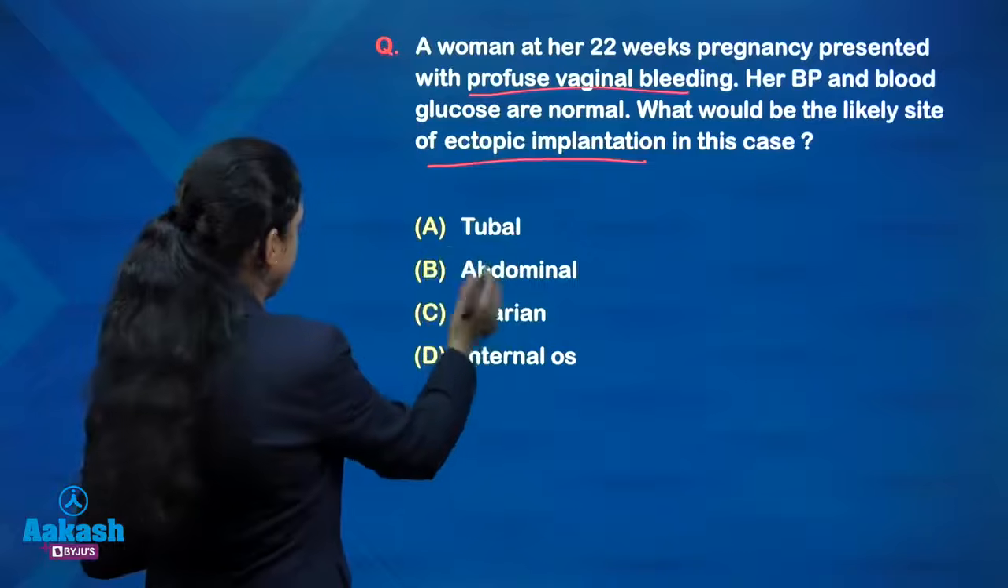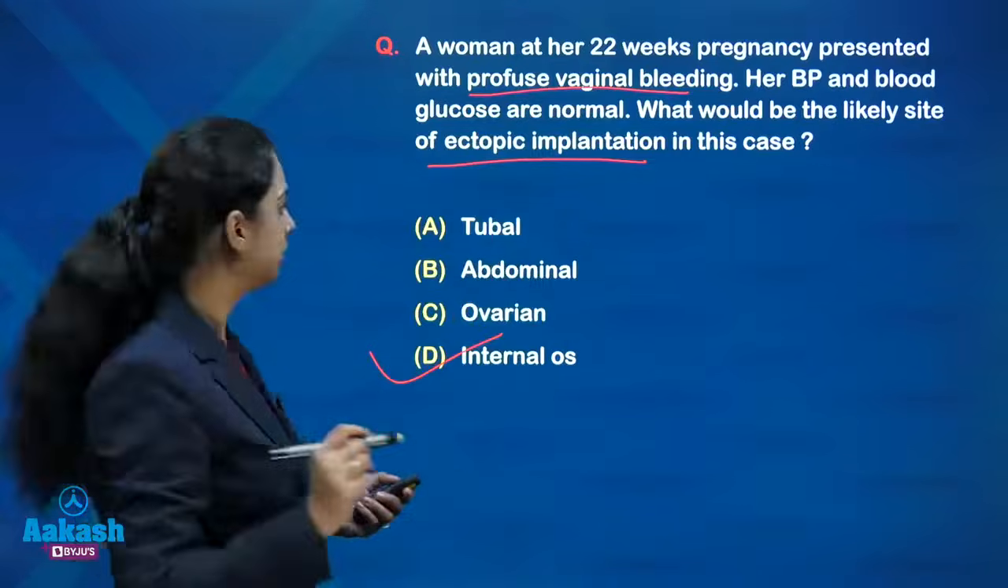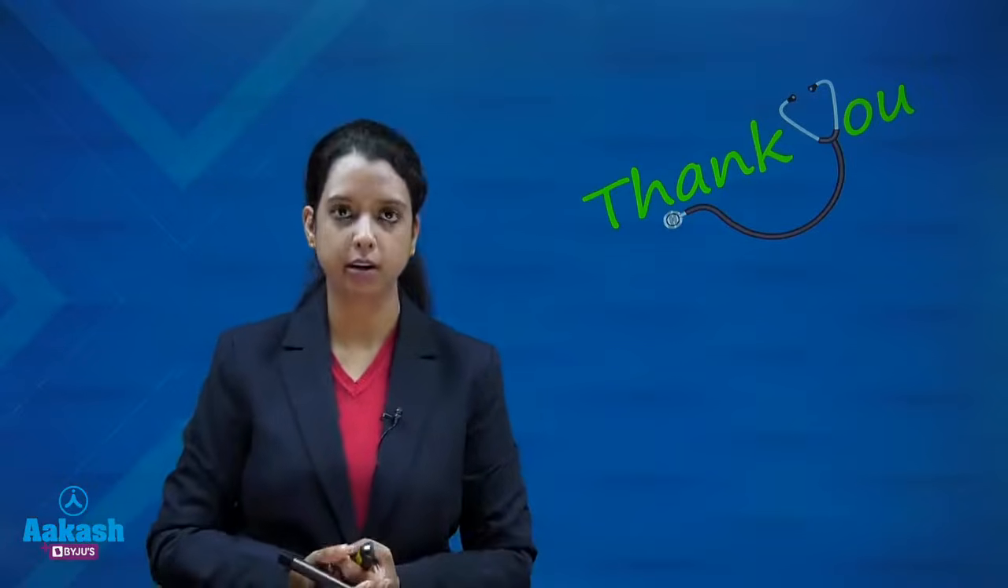She had profuse vaginal bleeding. Site could be tubal, no. Abdominal, no. Ovarian, no. Internal os. Said cervix. So this covers all of our NEET 2022 topics. Go through them really nicely because, trust me, more than 50% of questions will be from these similar topics. Okay. Best of luck for your next NEET.